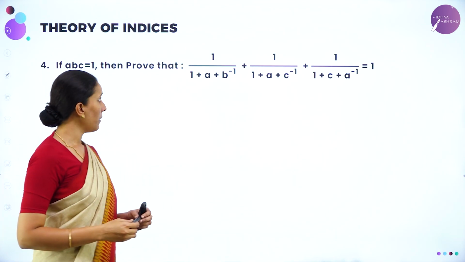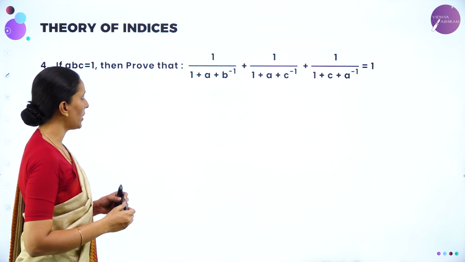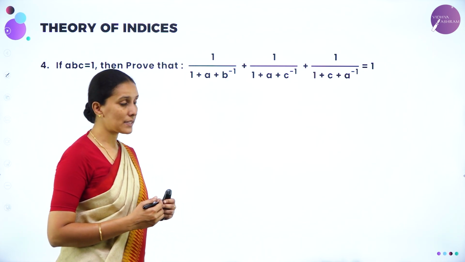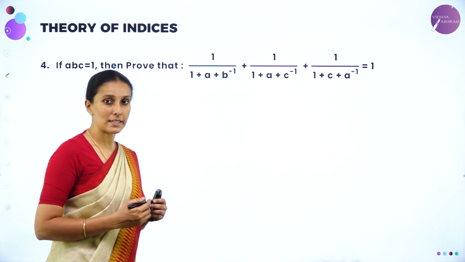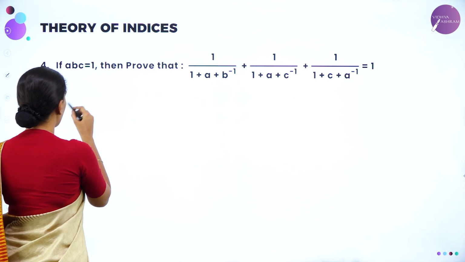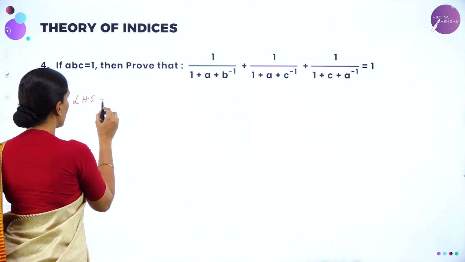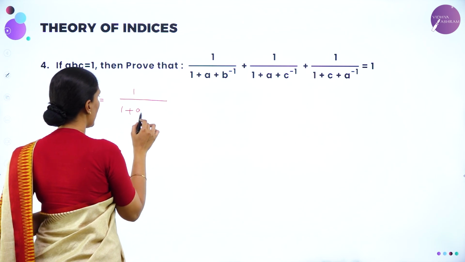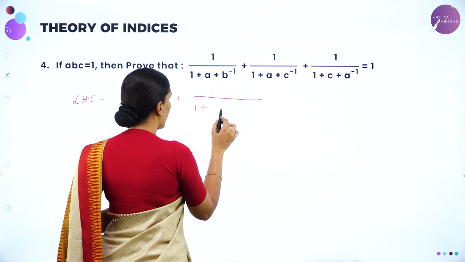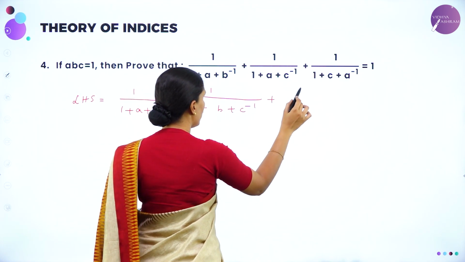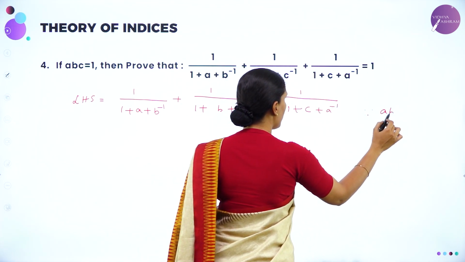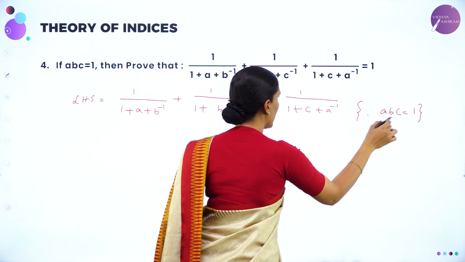Next question. If abc is equal to 1, then prove that 1 divided by 1 plus a plus b inverse, plus 1 divided by 1 plus b plus c inverse, plus 1 divided by 1 plus c plus a inverse, that is a to the power minus 1, is equal to 1. Now here consider the left hand part. So we have LHS, as 1 divided by 1 plus a plus b to the power minus 1, plus 1 divided by 1 plus b plus c to the power minus 1, plus 1 divided by 1 plus c plus a to the power minus 1. Since abc is equal to 1, we need to apply the condition here.